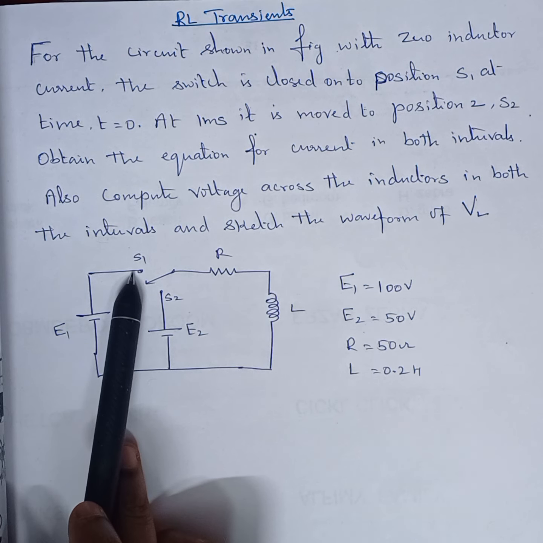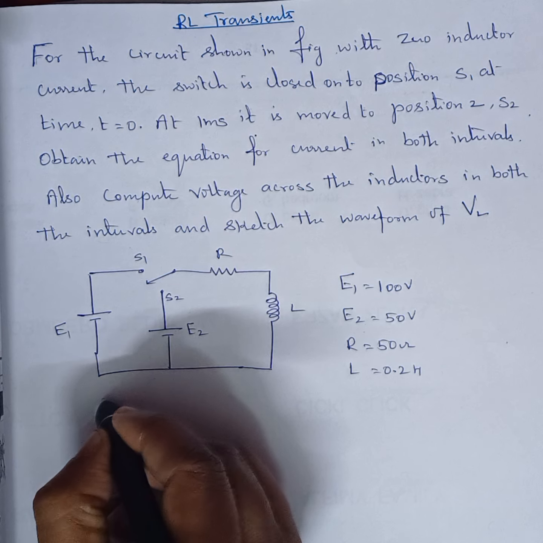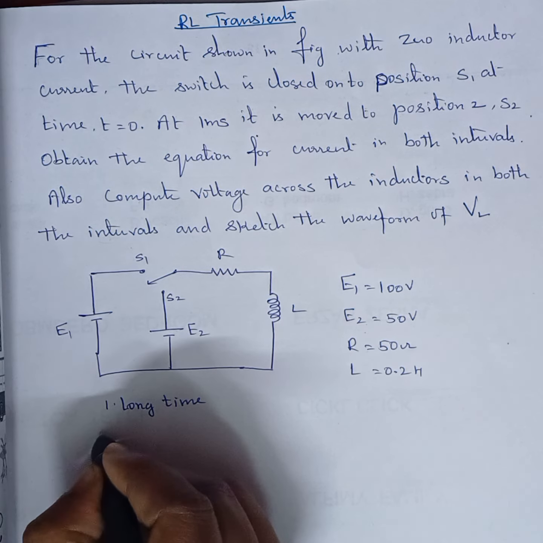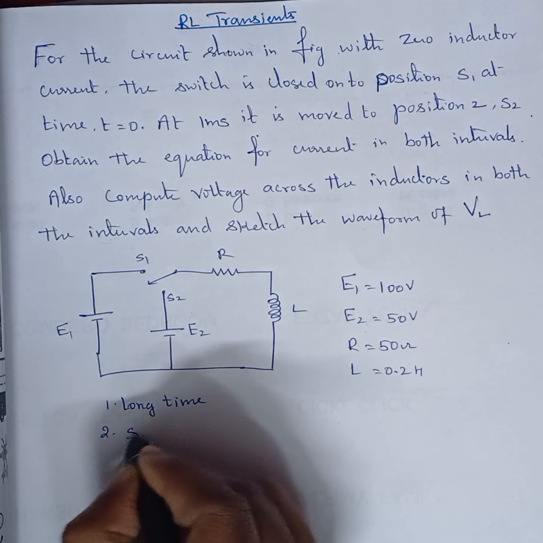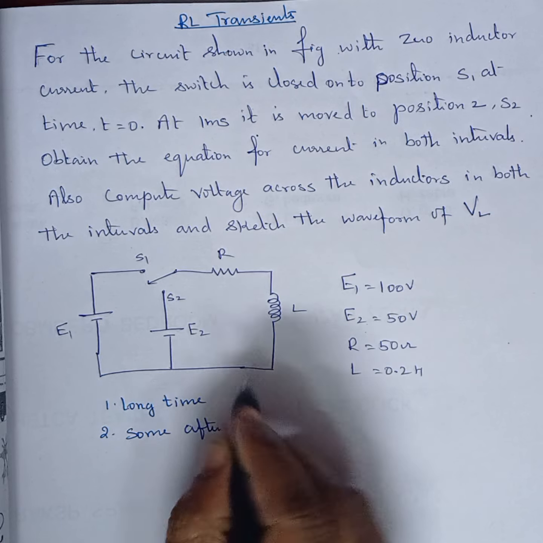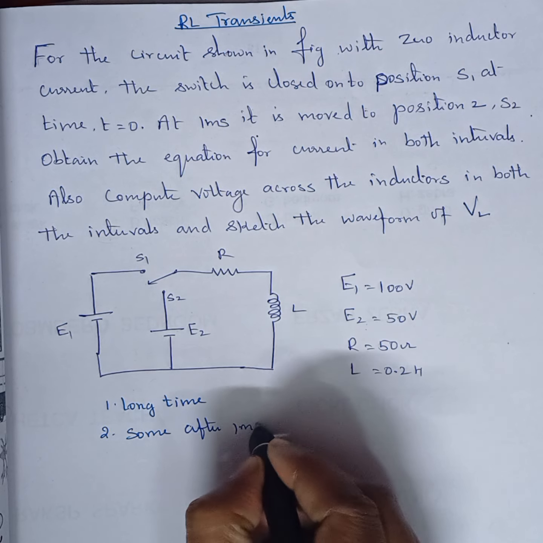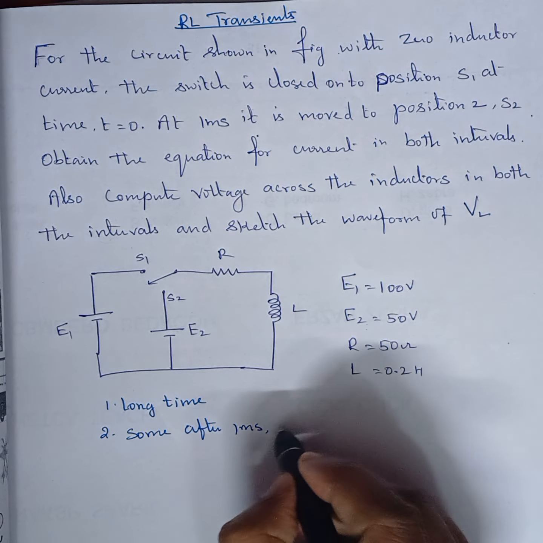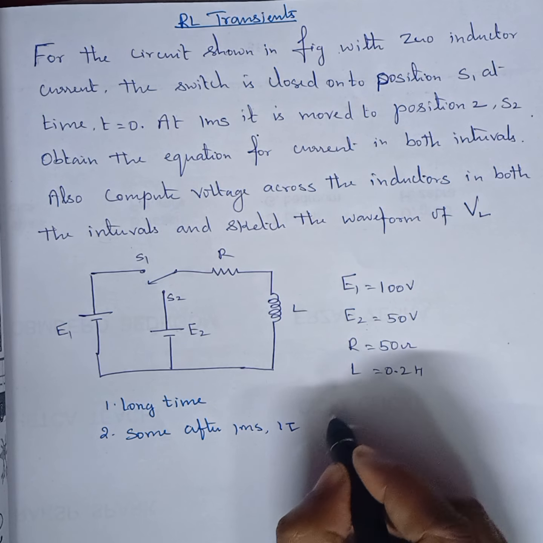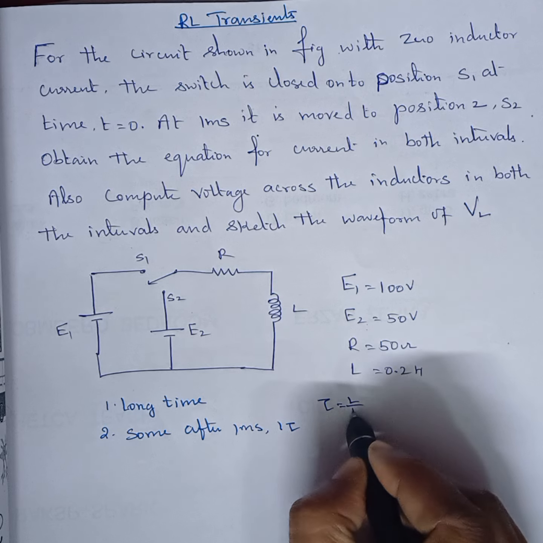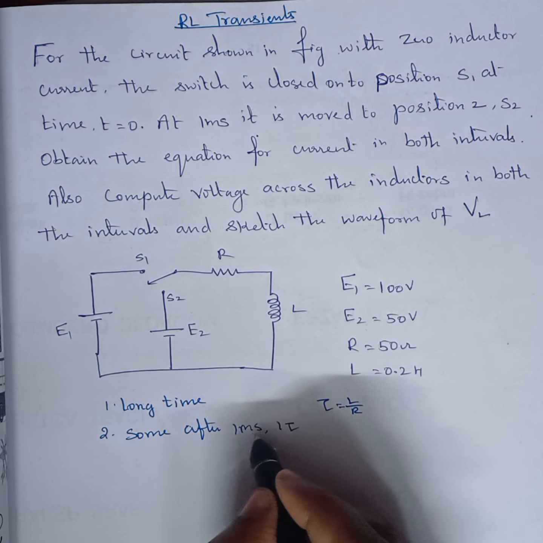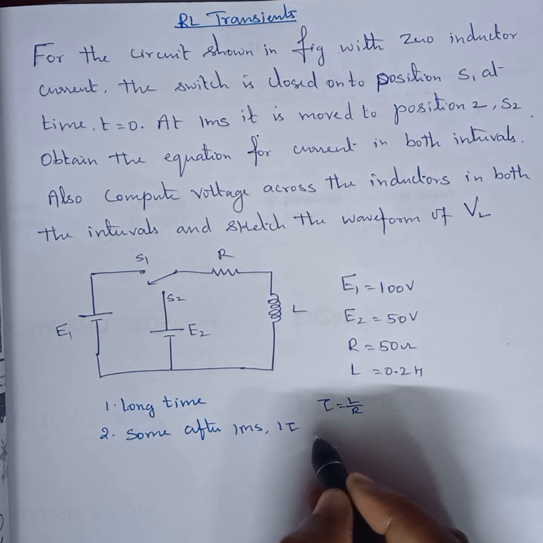It can be either kept for a long time, or the switch is moved to position 2 after 1 millisecond, or one time constant. What is the time constant? Tau is equal to L by R. We have to calculate the value of time. One time constant or 5 milliseconds, like that it can be asked.